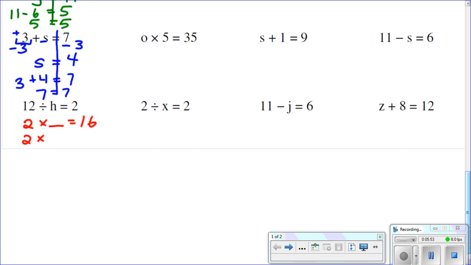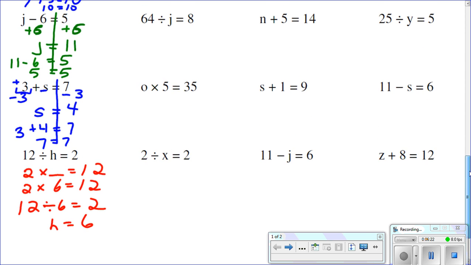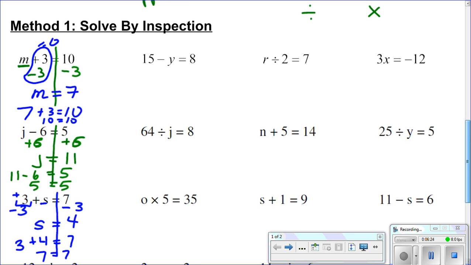Well, 2 times 6 equals 12. So that means 12 divided by 6 has to give us 2. So h is 6. That's how we would use an inspection method, okay? Thinking, well, 12 divided by h, I don't really know how to rearrange that, but I can think, 2 times what equals 12? So using some mental math strategies, okay?